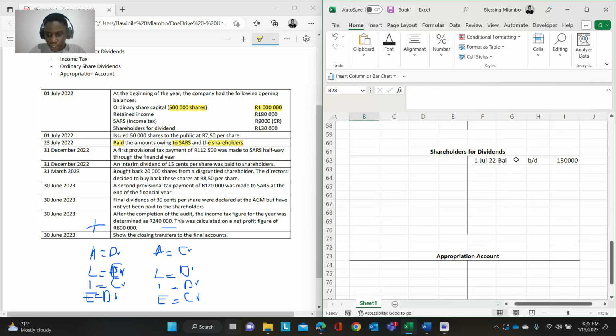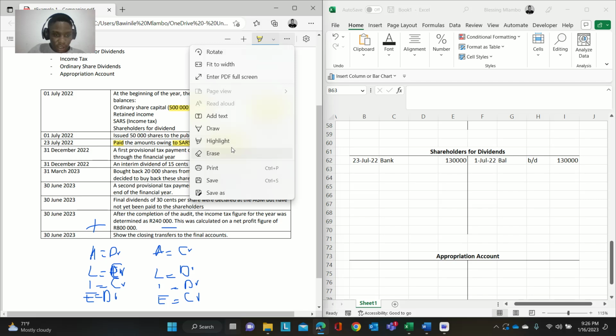And we have shareholders for dividends because they also said they paid the amount owing to shareholders. Therefore, this liability is also going to decrease on the debit side. And we're going to have bank because we're paying money. And this is on the 23rd of July 2022. Right? And let's go to the next transaction.